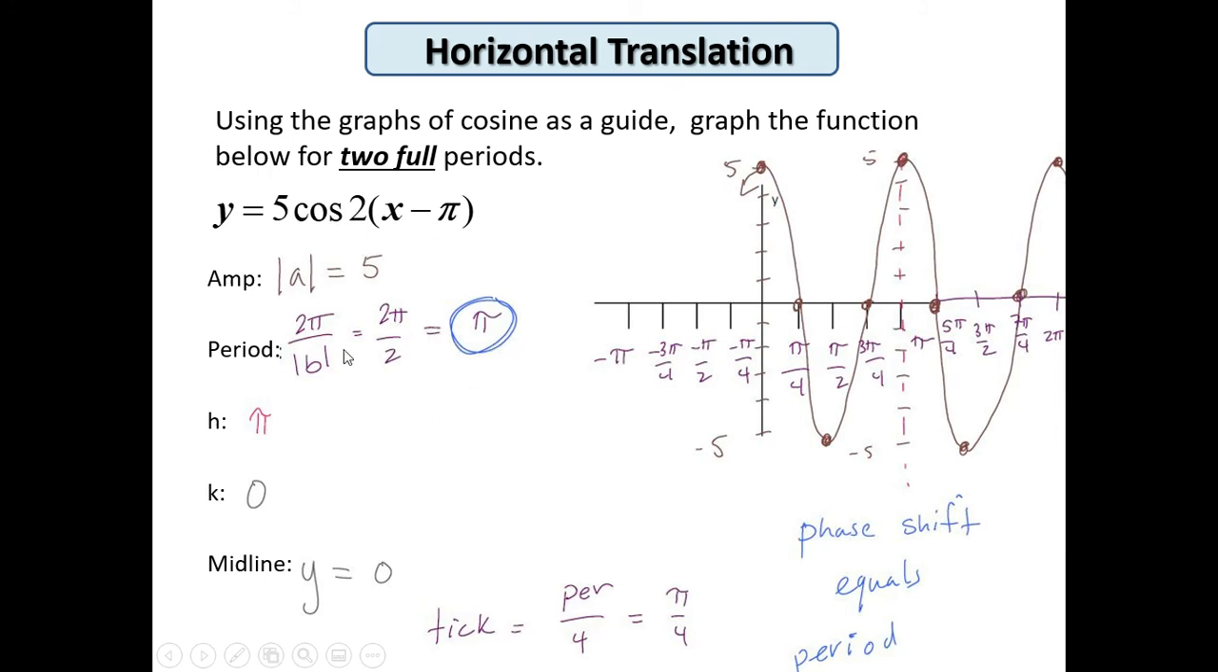So in effect, since the period was pi and the shift was pi, it overlaps itself and comes out to be the same exact graph anyway. So the phase shift here did equal the period, so it's the same graph.